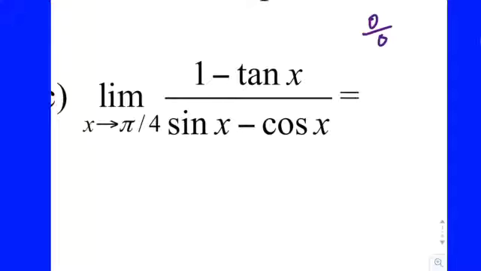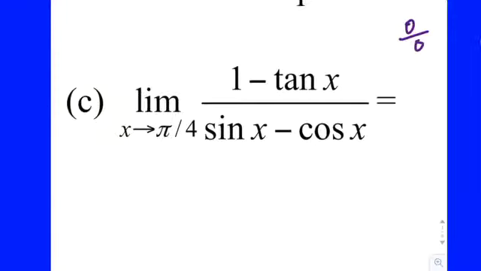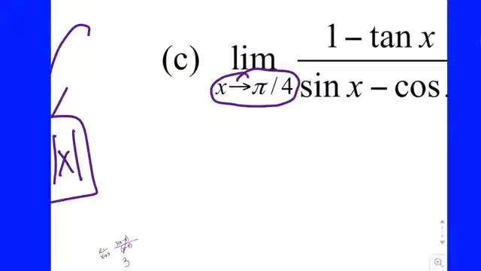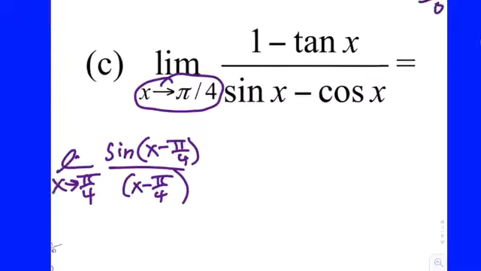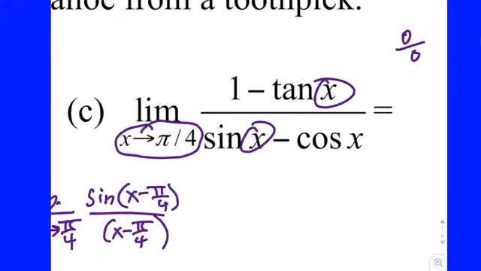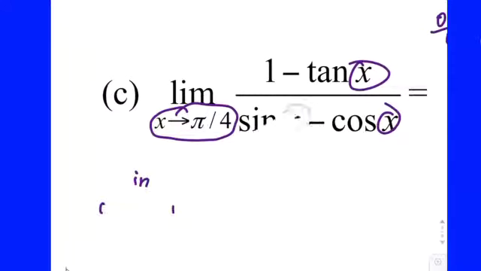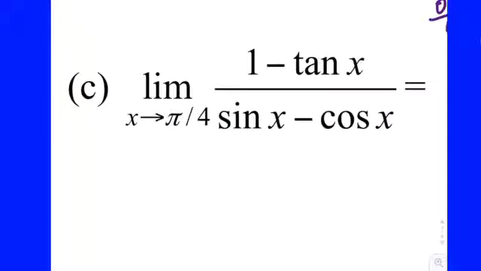I don't think so, right? Because for those, we had to be approaching what? 0. Here we're approaching pi fourths. Now remember, we could use those that we memorized at pi fourths, but remember we looked at that, we would have to shift it over. It would have to be like sine of x minus pi fourths all over x minus pi fourths. And I don't see any shift going on because those are just plain old x. So we are not going to be using what we memorized. So what else can we do?